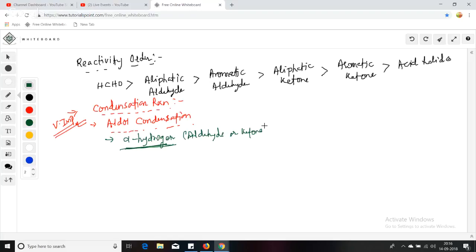There are a few exceptions we have in this, that we'll see later on. But the necessary condition is that alpha hydrogen is a must required. Why does this reaction take place?